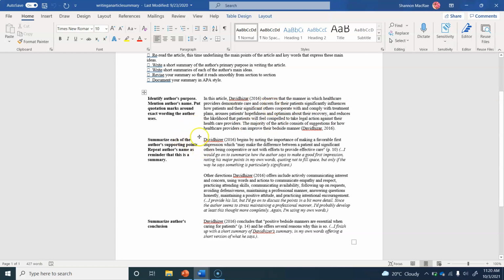Okay, then each of the supporting points are mentioned through. You want to repeat the author's name again as a reminder that this is a summary. And then finally, this person finishes their summary with a little conclusion, a sentence or two that identifies what that author's conclusion was at the end of the article or at the end of the chapter.